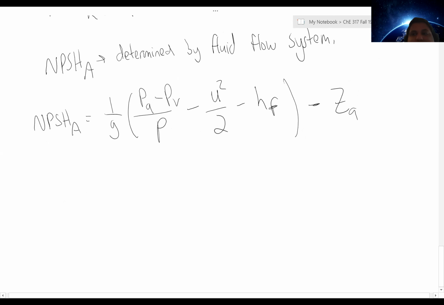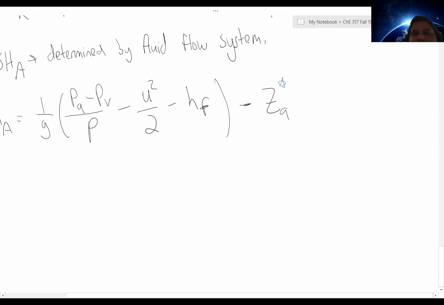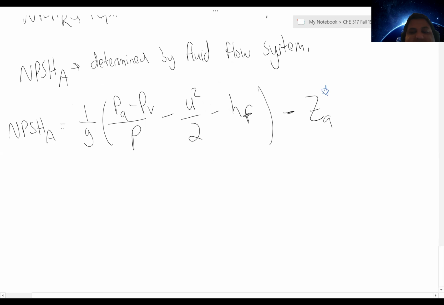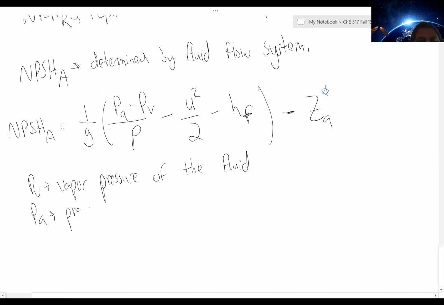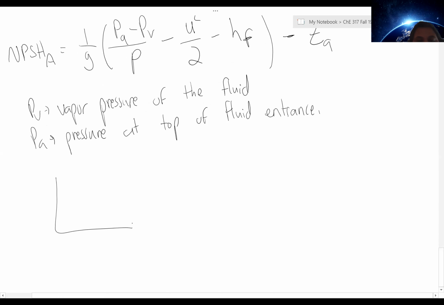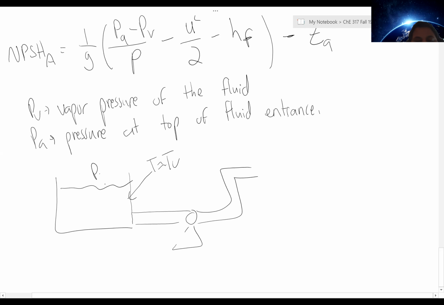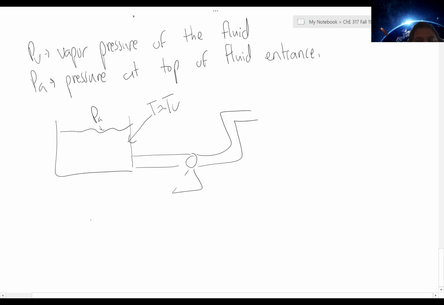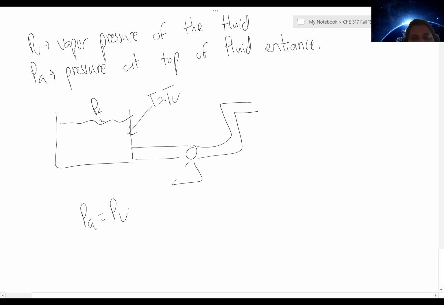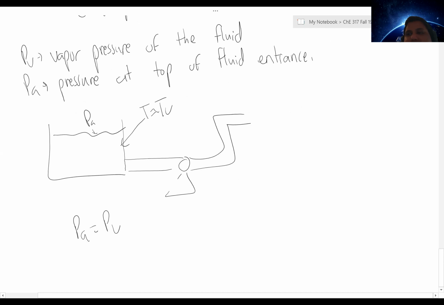One thing to keep in mind is that I want to put an asterisk on the z_A. This is the static head. P_V is the vapor pressure of the fluid, and P_A is typically the pressure at the top of the fluid entrance. For a system like this, where T is approximately T boil, P_A is here at the top. In this instance, P_A would equal P_V, right? Because when you're at the boiling point, the pressure is the vapor pressure, and any further decrease in the total pressure results in vaporization.